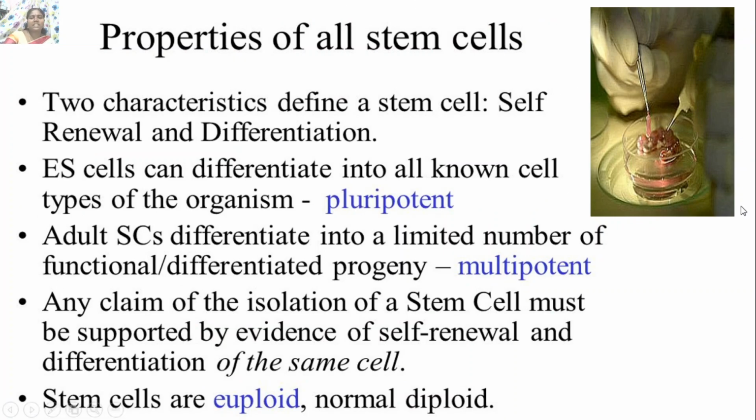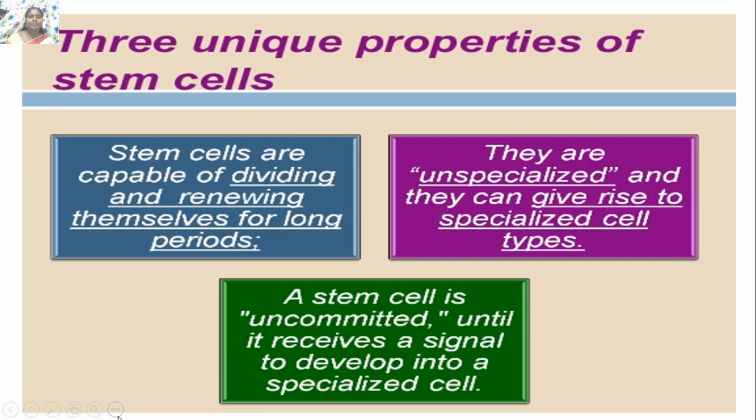So what are the properties of these stem cells? The two characteristics that are very important are self-renewal and differentiation. Embryonic stem cells can differentiate into all known cell types of an organism, that is pluripotent. Adult stem cells differentiate into a limited number of functional differentiated progeny, that is multipotent. Any claim of isolation of a stem cell must be supported by evidence of self-renewal and differentiation. The stem cells are euploid or normal diploid type. And the other three important properties: stem cells are capable of dividing and renewing themselves for long periods. They are unspecialized and can give rise to specialized cell types. A stem cell is uncommitted until it receives a signal to develop into a specialized cell.